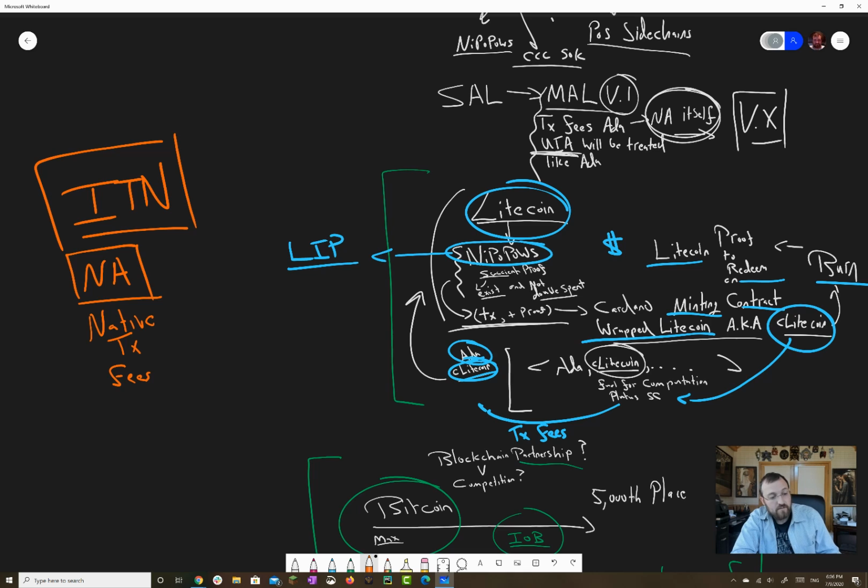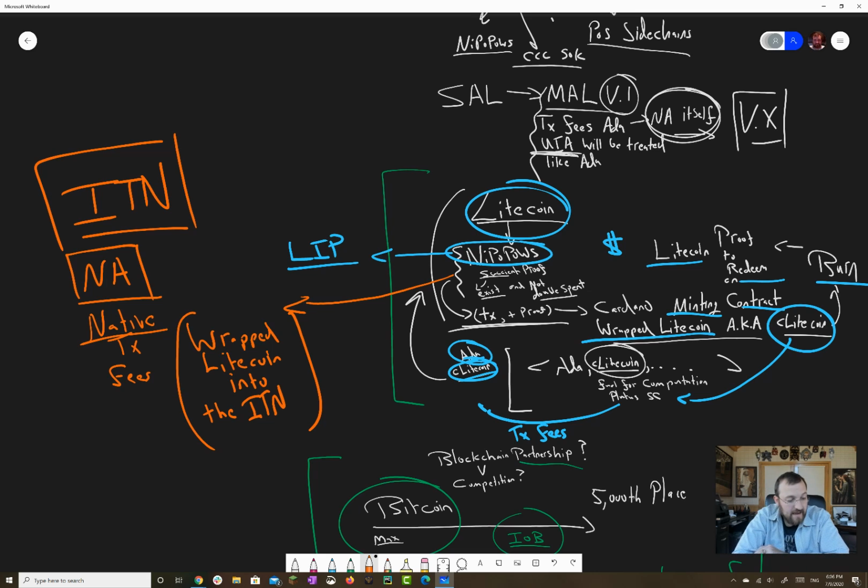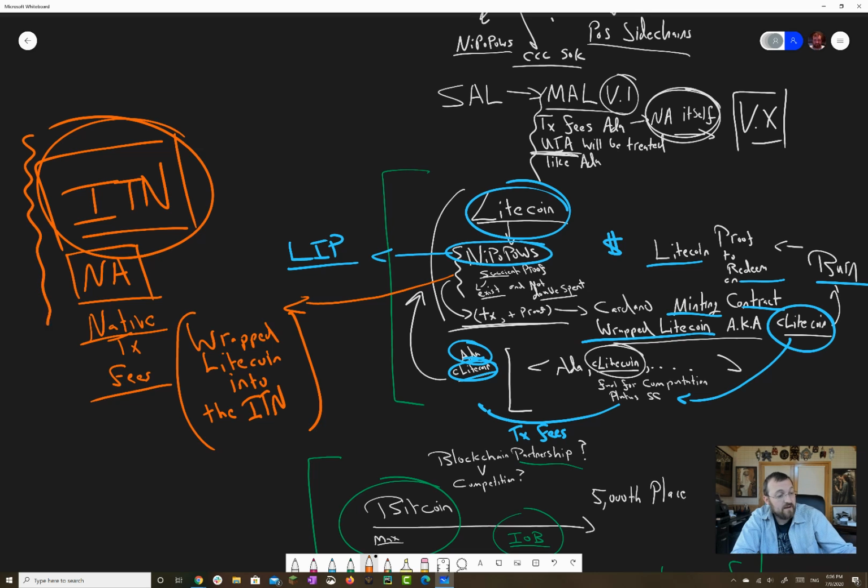Then, basically, if Litecoin wanted to, they could send wrapped Litecoin into the ITN. And that wrapped Litecoin would be able to operate as if it was a native asset, and it would be able to pay in its own fee. So it's as if it was on the Litecoin network, and it would get all those capabilities that the ITN happens to get. And the operators of that network would get those transaction fees as an example experiment. So this would be a potential experiment that we could conduct.